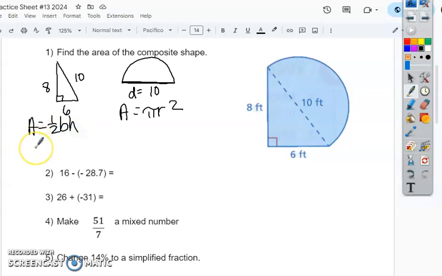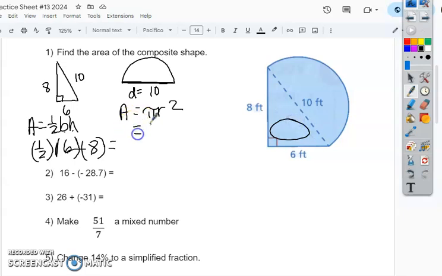Okay, so remember 1, 2, 1, 2, 3, 1, 2, 3. And then we need our numbers, right? So there's the first one, half. The B and the H, remember they should be around the right angle, 6 and 8. So your job, you can do half of 6 times 8. You can do half of 8 times 6, either way, or 6 times 8, and then divide by 2. So find that number and put it in here.